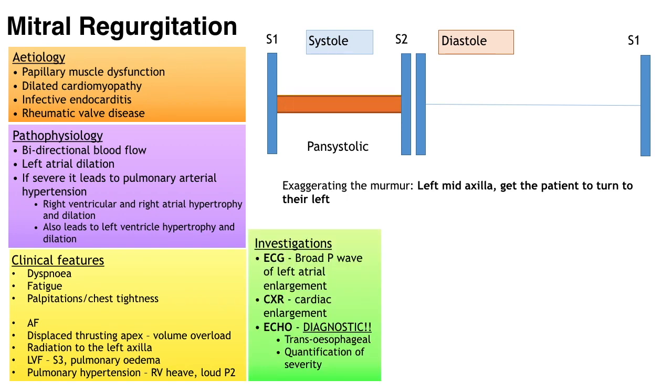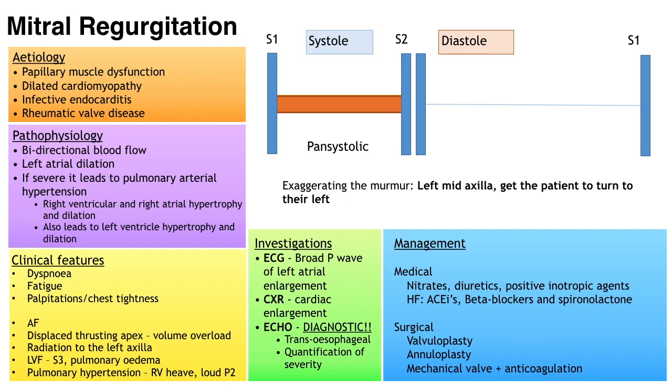On the ECG, you may see a broad P wave of left atrial enlargement, or you may see an underlying arrhythmia and/or current or previous infarction. Chest X-ray, you may see a cardiac enlargement, and an echo again is going to be diagnostic. However, this one is going to be a transesophageal echo, as this is better for viewing the left atrium.